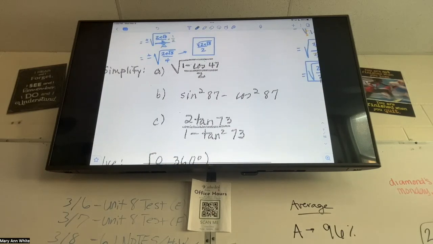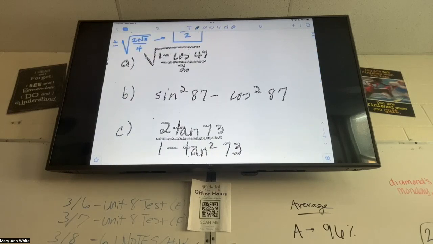So this first one, 1 minus cosine of 47 divided by 2. Is that a double angle or a half angle? It's a half angle. Is it sine, cosine, or tangent? Sine. So it's going to be sine of, and it's what angle divided by 2? 47. So that's the same thing as sine of 23.5. Are you guys okay with that? I know there's not a lot of work there, but all we're doing is matching and comparing.